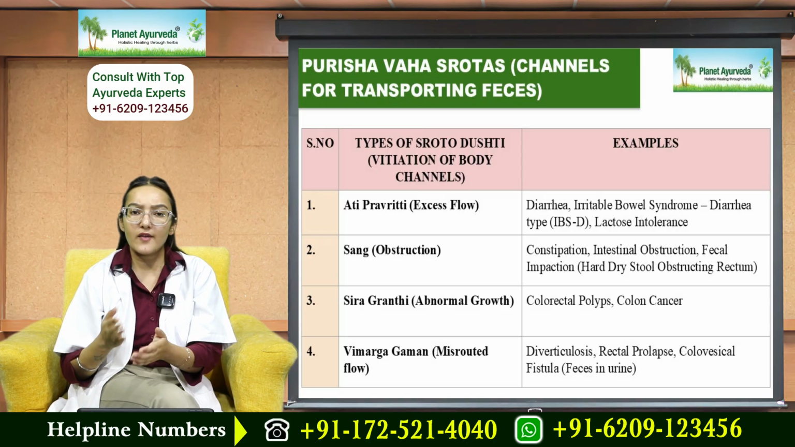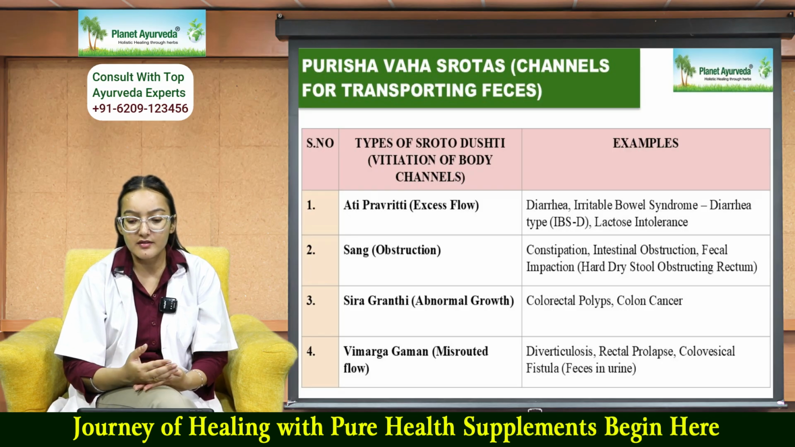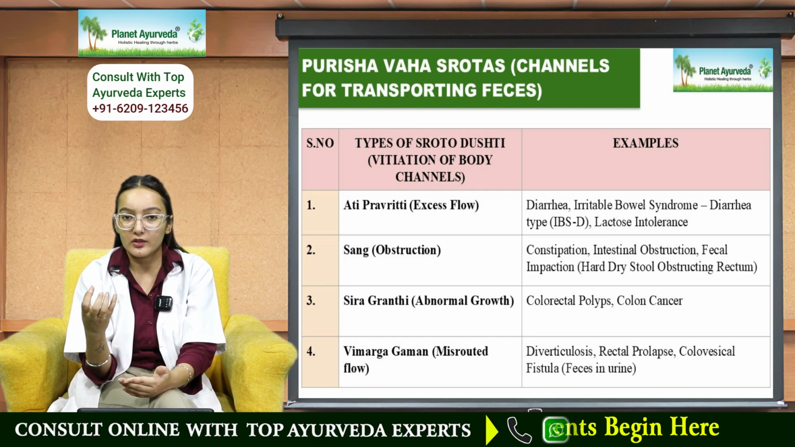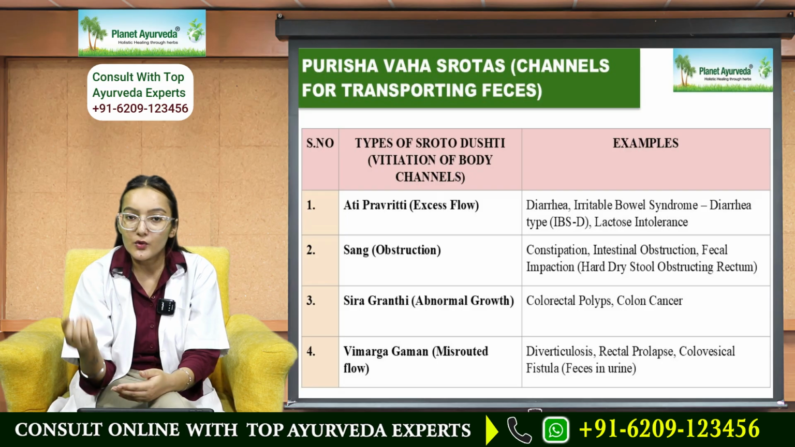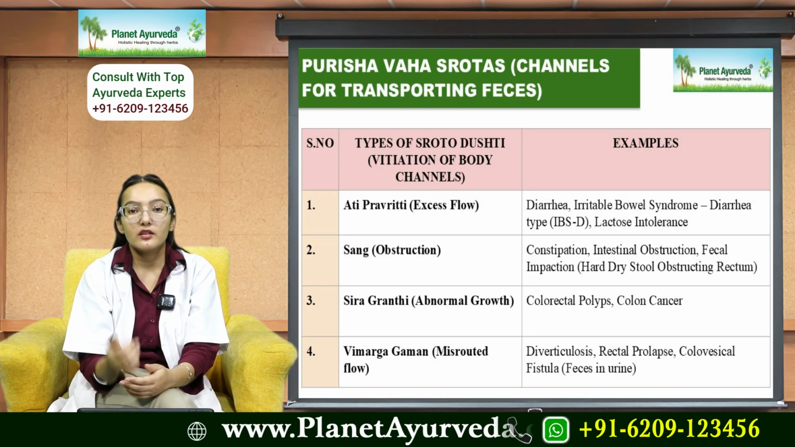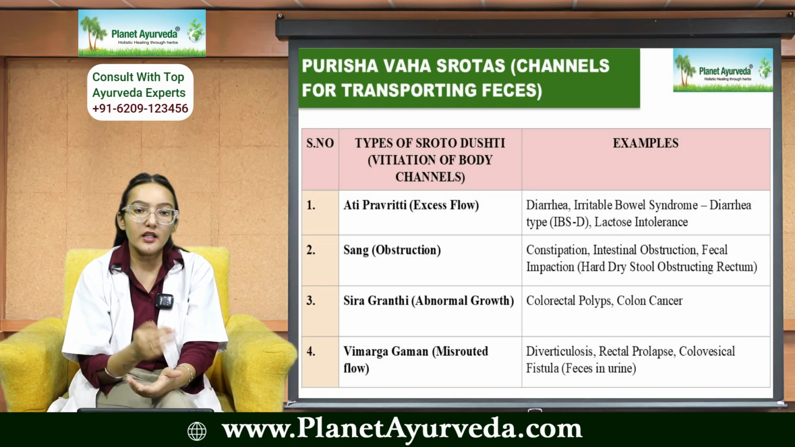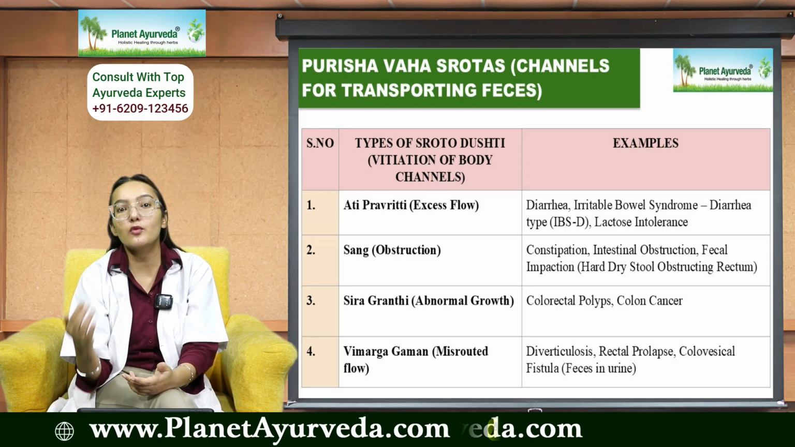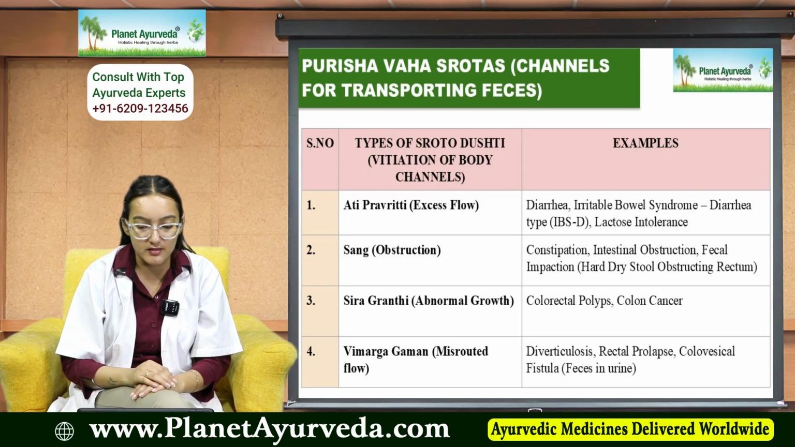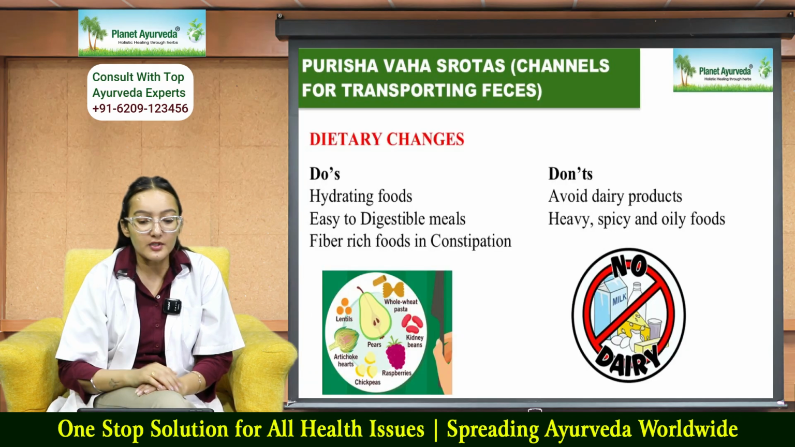This has grades: grade 1, grade 2, grade 3, grade 4. In grade 1, the prolapse simply comes out on its own while passing stools, and it goes back on its own. In grade 2, the rectal prolapse comes out, but it goes back easily with the help of a finger. In grade 3, the mass will not go inward. Such grading is given to rectal prolapse on the basis of the mass coming out and going inside.